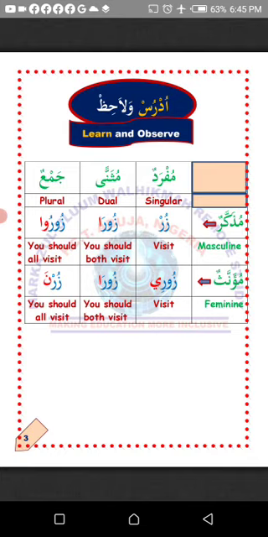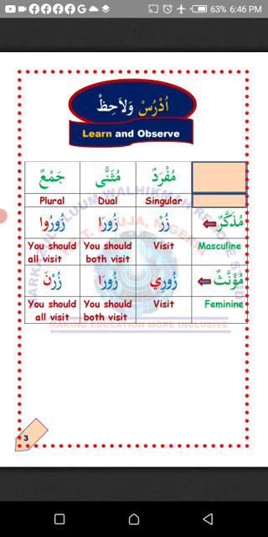Mufradun, singular. Muthanna, dual. Jamu, plural. Mufrad, singular. This is a word in Arabic that means only one. Muthanna, dual. This is a word in Arabic that means only two. Jamu, plural. This is a word in Arabic that means more than two. A plurality in Arabic starts from three upward, unlike English, where it starts from two upward.